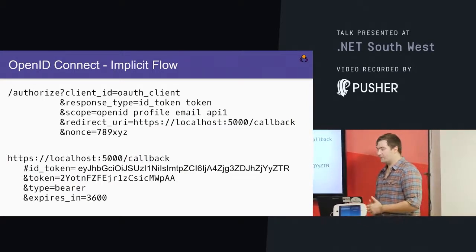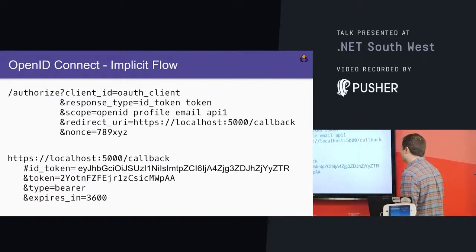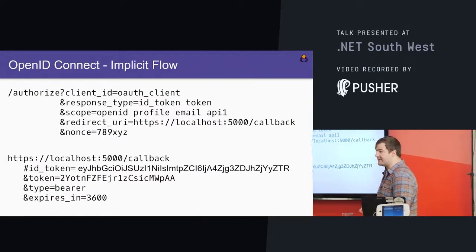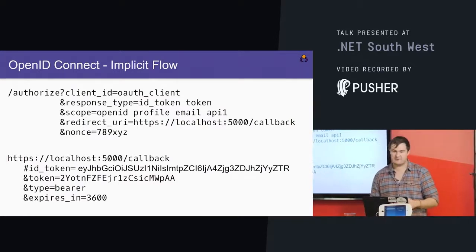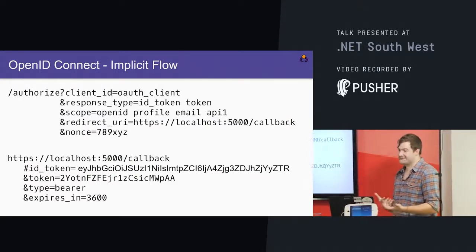We also say what scopes we want to access. What do we want to access on the user's behalf? So openid is their subject claim, so give me their unique identifier. Profile and email we've covered before. I might want to say API1 or API1.read, so we want read access to API1.